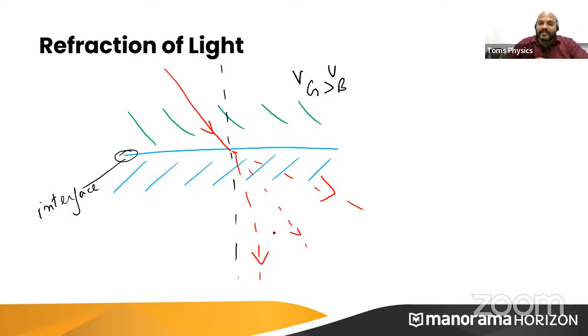Okay, the correct answer is towards the normal. Remember, if you're going from a faster medium to a slower medium, it will bend towards the normal. And if you're going from a slower medium to a faster medium, it will bend away from the normal. Please remember this. Okay, so this is refraction. It is the bending of light when light rays travel from one medium to another medium.